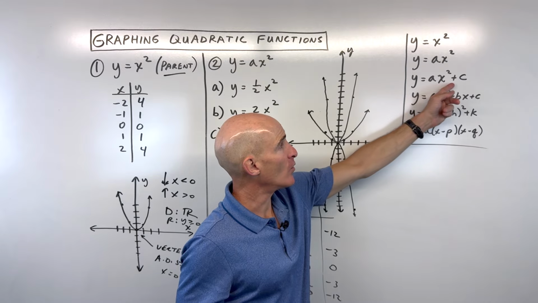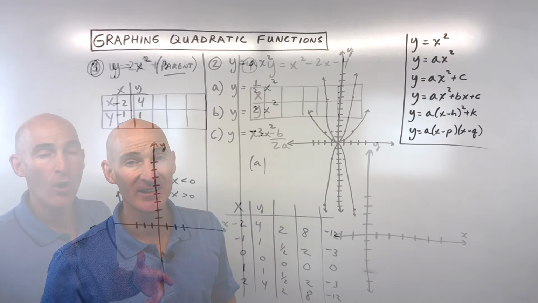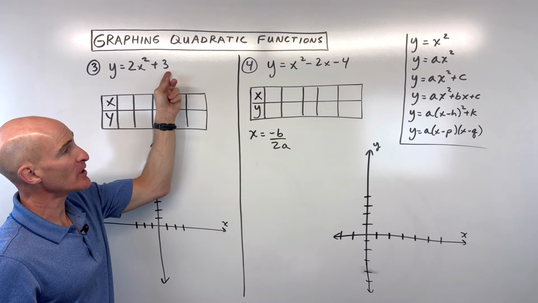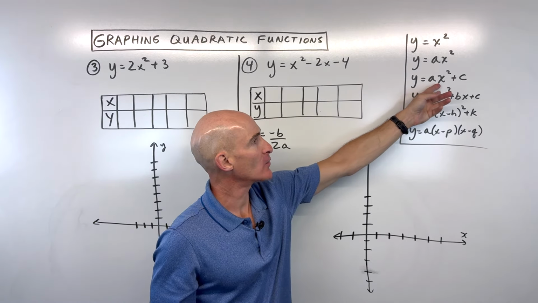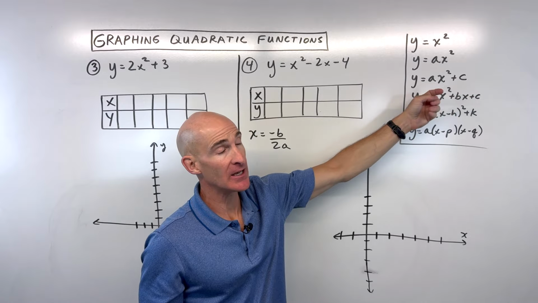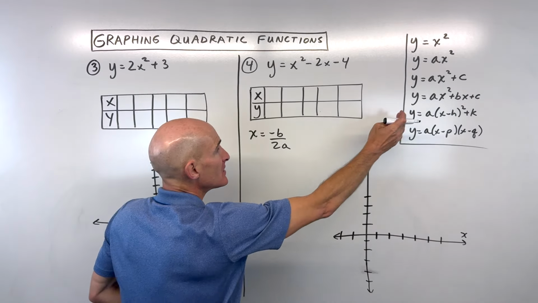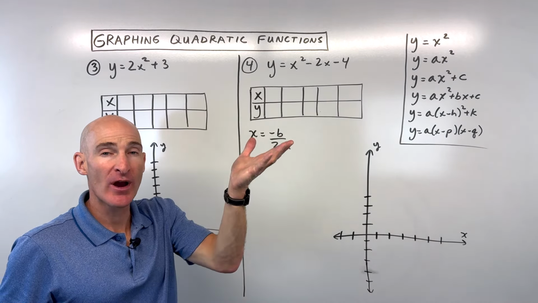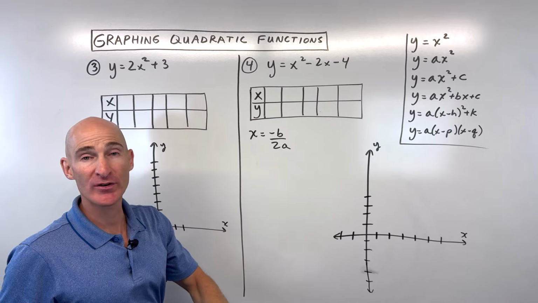Now let's look at this one, y equals ax squared plus c. Okay, number 3, we're going to graph this one, y equals 2x squared plus 3. And notice that it's in this form, y equals ax squared plus c. So what does the c do to the graph? Well, that's going to shift the graph up and down in the y direction. So if it's plus 5, it would go up 5. If it's minus 5, it would go down 5.